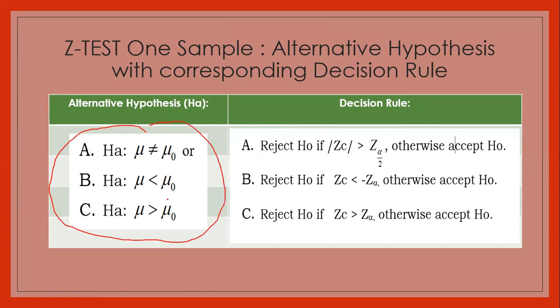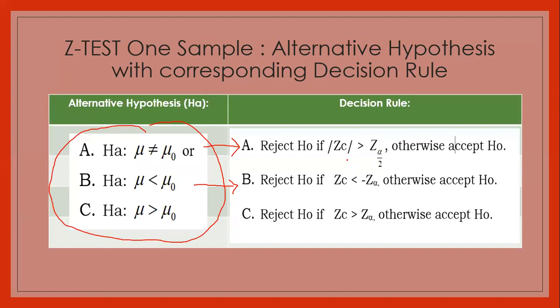Sa HA natin, di ba, there are three possible hypotheses. Pwedeng not equal, pwedeng less than, pwedeng greater than. Pag nag-conduct tayo ng test of hypothesis, meron tong mga corresponding decision rule. Pag yung alternative natin is not equal, this will be our corresponding decision rule. So, kokopyahin lang po natin tong decision rule na to. Pag letter B naman, we're in less than, of course, this will be our corresponding decision rule.